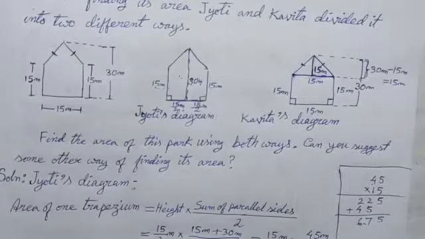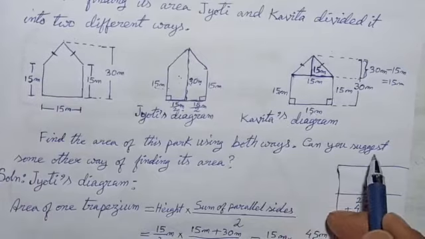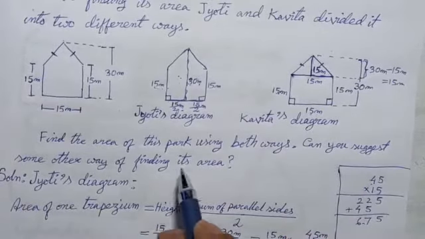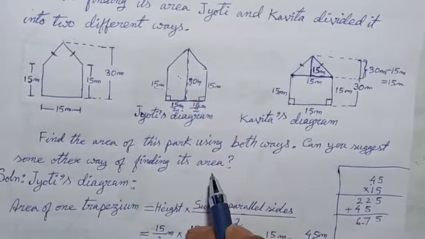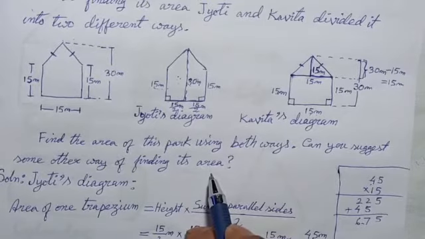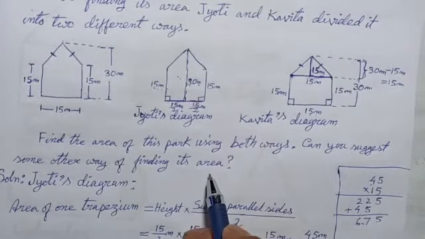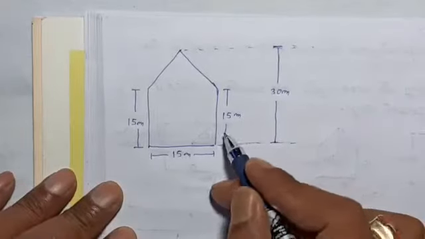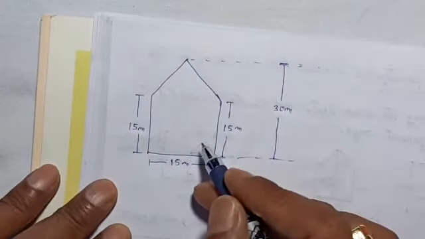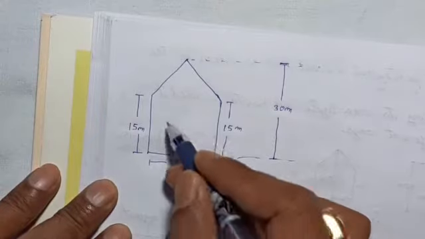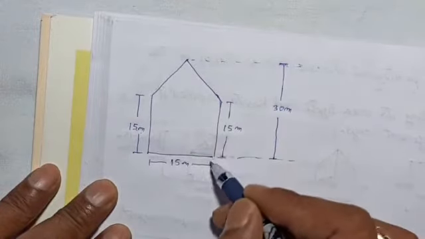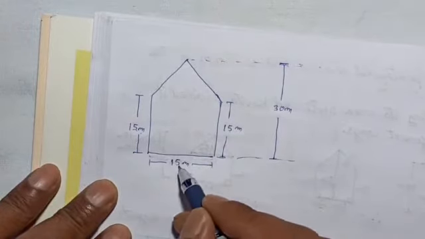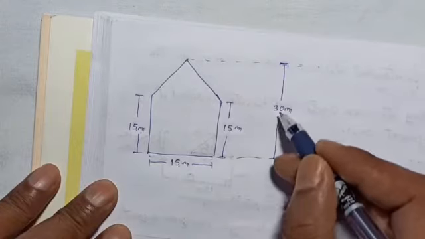Now we have to try this. Can you suggest some other way of finding its area? Now we are going to find out if there is any other way to find its area. Okay, now let's try. So this is the given pentagonal shape. From here up to there is 15 meter. From here up to there also 15 meter. From here up to there is 15 meter. From here up to there is 30 meter.